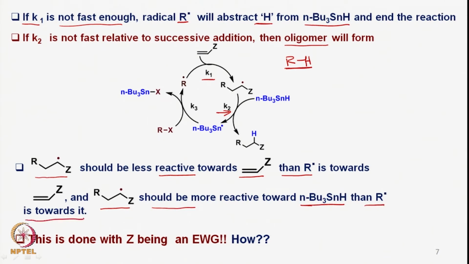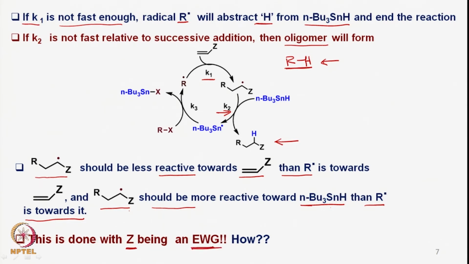Very clear that this should react faster with tributyltin hydride than R dot reacts with tributyltin hydride, because if R dot reacts with tributyltin hydride you will get RH. But if this reacts with tributyltin hydride then you would get the reduced product, that is this here, reduced after the CC bond formation. So this is how it is done, by the Z group being an electron withdrawing group.